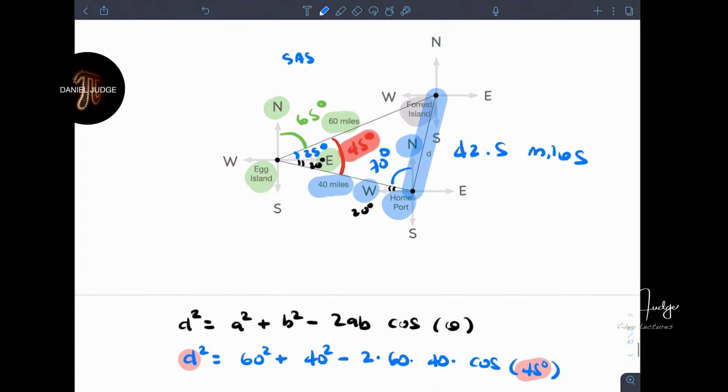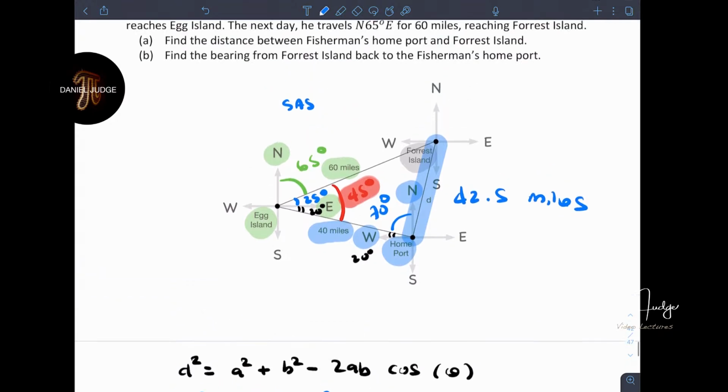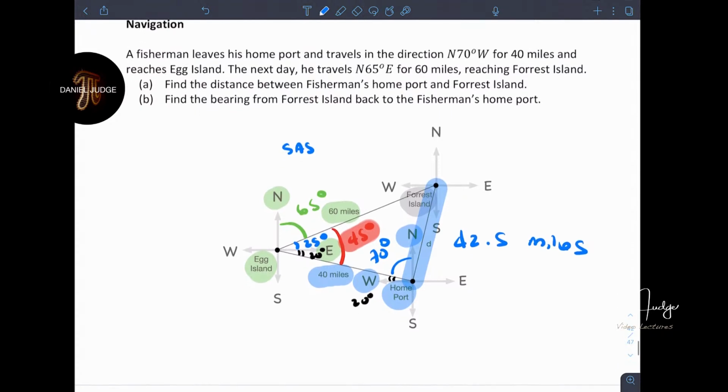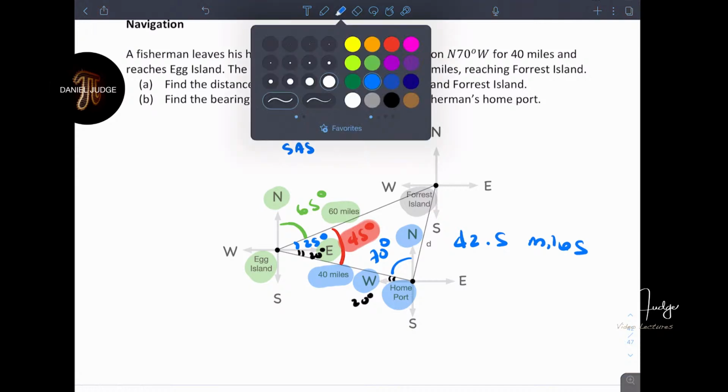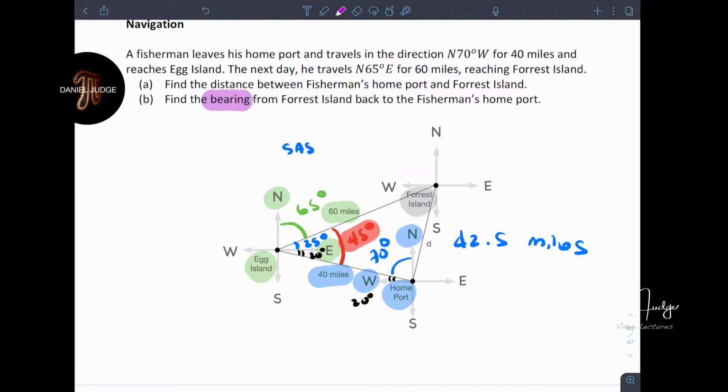So now we have another question. We know this distance D already. That's 42.5 miles. And they say find the bearing from Forest Island back to Fisherman's Port. So in purple, find the bearing from Forest Island back to the home port.